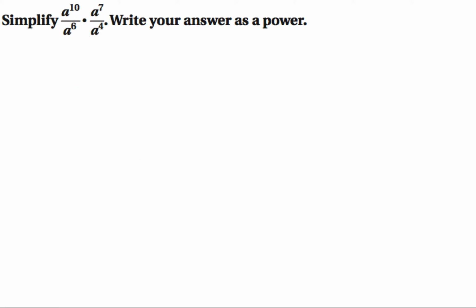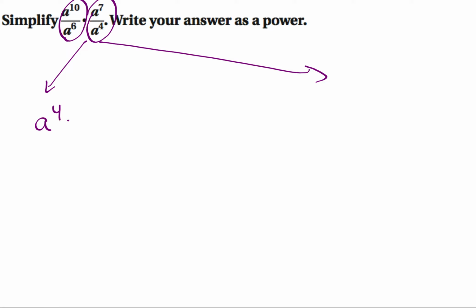Okay, a to the 10th over a to the 6th times a to the 7th over a to the 4th. Write your answer as a power. This also can be done a couple of different ways. So let's actually go over both of those. One of them, let's divide first. So a to the 10th over a to the 6th, 10 minus 6 is 4. A to the 7th over a to the 4th is 7 minus 4 is 3. It'd be a to the 3rd. And then we can add 4 and 3 and we get a to the 7th.